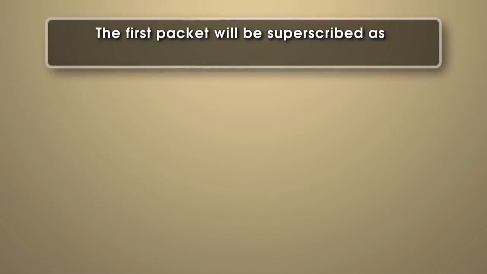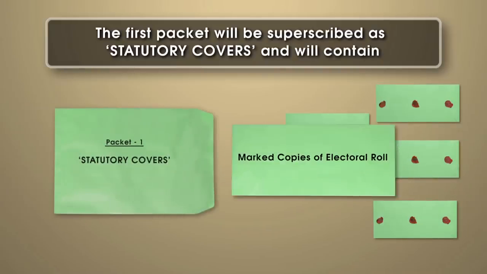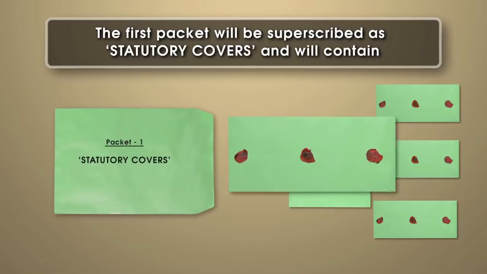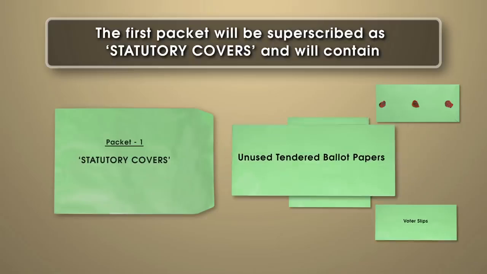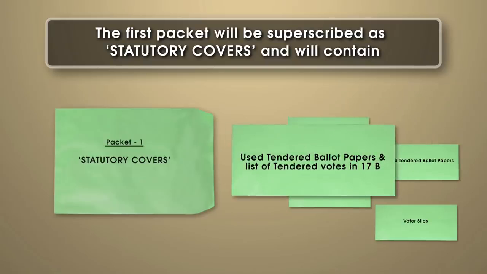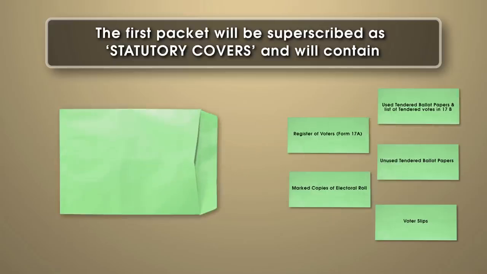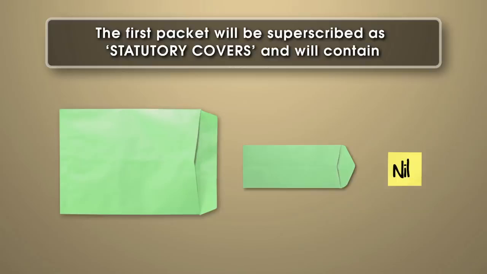The first packet will be superscribed as statutory covers and will contain the sealed cover containing marked copies of electoral roll, the sealed cover containing Register of Voters Form 17A, the sealed cover containing voter slips, the sealed cover containing unused tendered ballot papers, the sealed cover containing used tendered ballot papers and list of tendered votes in 17B. Even if a statement or record put in any cover is nil, then a slip noting that such statement or record is nil should be put in the cover.